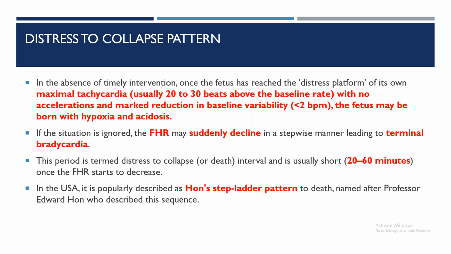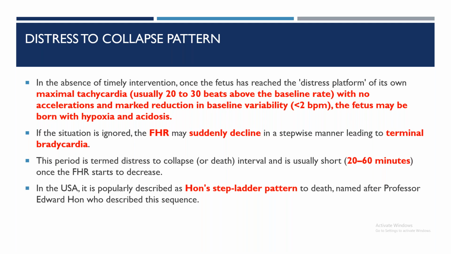What happens is maximum tachycardia occurs, that is 20 to 30 beats above the baseline heart rate, and there will be marked reduction in the baseline variability, less than 2 beats per minute. Here there are chances that the fetus will be born with hypoxia and acidosis. And if this situation gets ignored, then there will be sudden drop in the fetal heart rate.